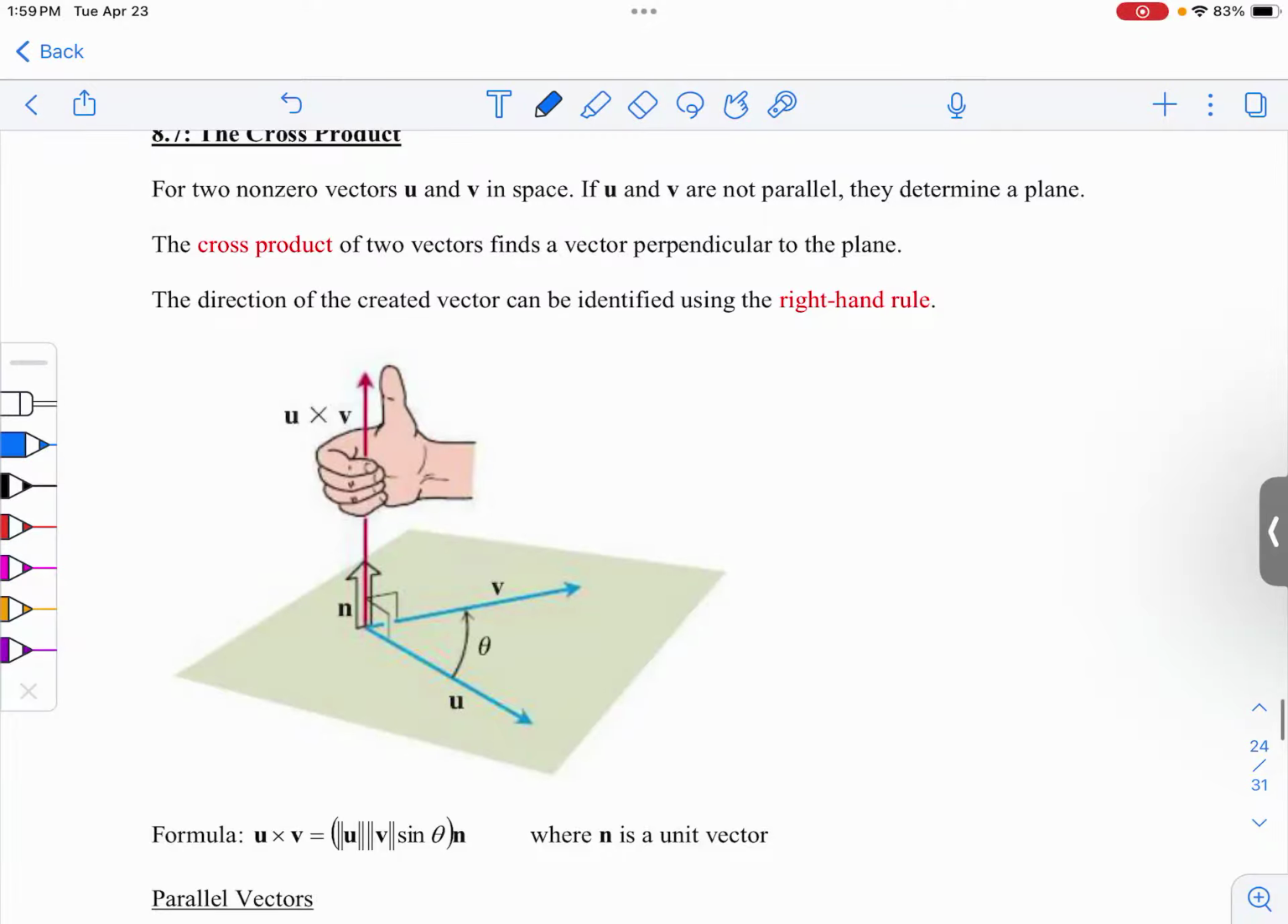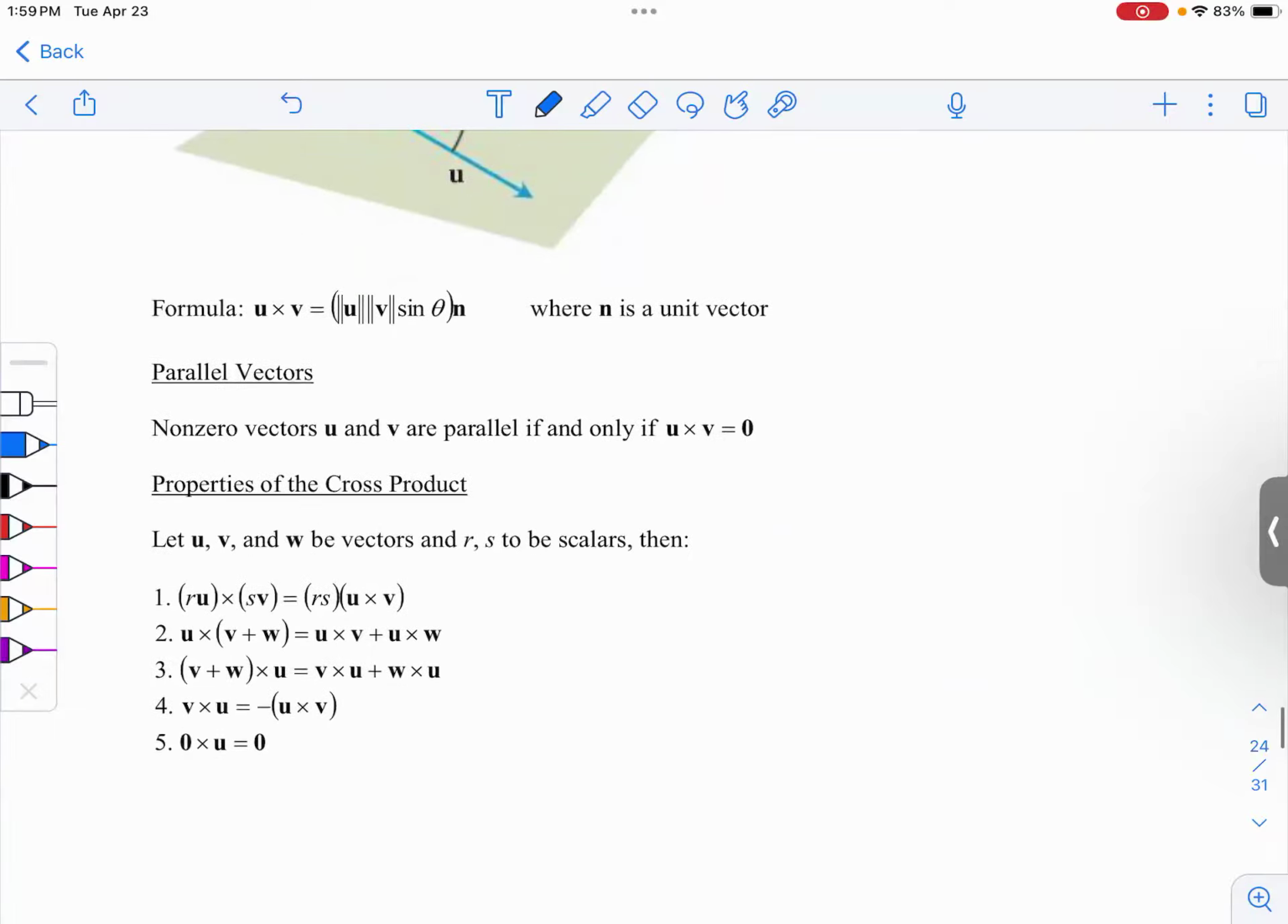There is a formula here. This is not how we actually solve cross products. Cross products use matrices, and we're going to go through an example of how we do that. The properties of the cross product are also much more complicated than the dot product.